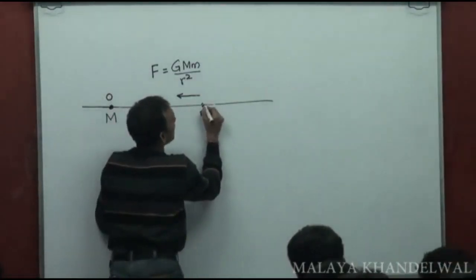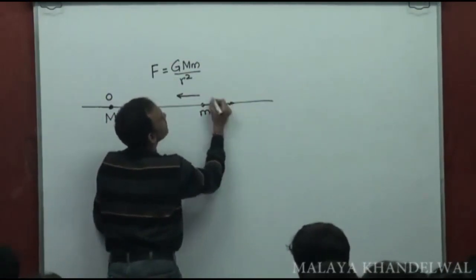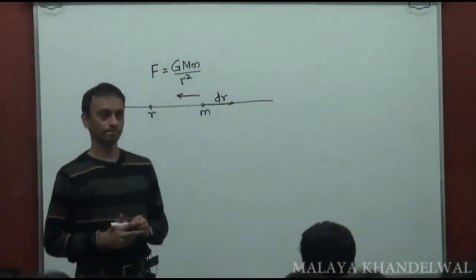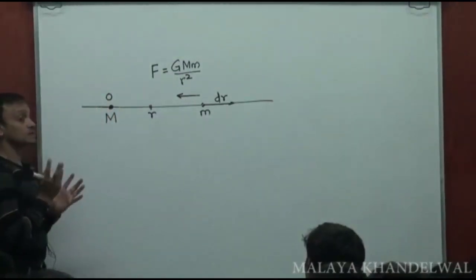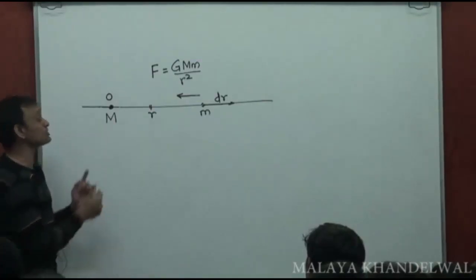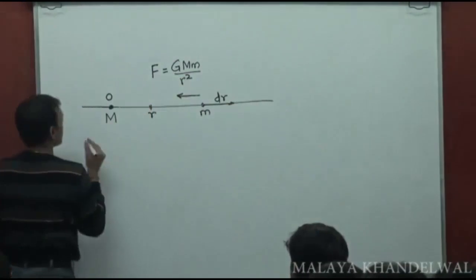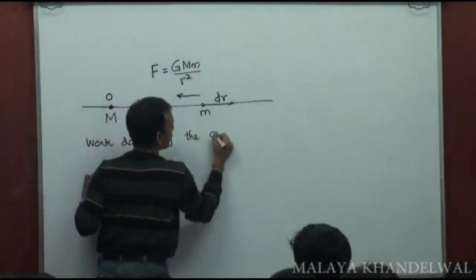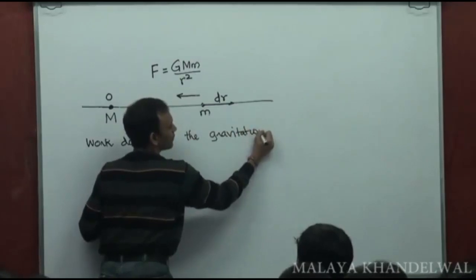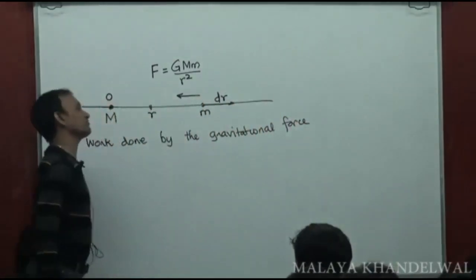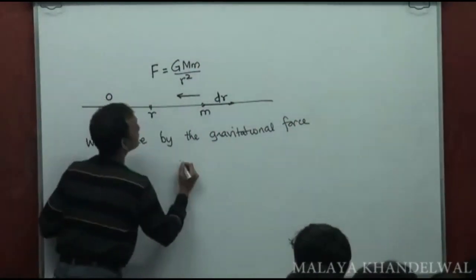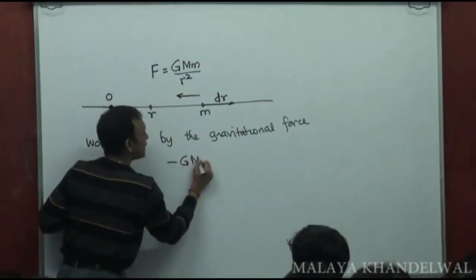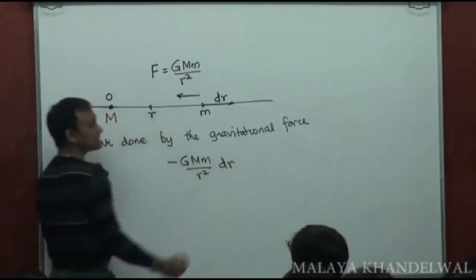Now, if this particle gets displaced to the right by a small amount dr, then there is work done by this force. The force is leftwards, the displacement is rightwards. So the work done by the gravitational force is going to be, since the angle between force and displacement is 180 degrees, negative work done, so it is going to be minus GMm by r squared into dr. That's the work done by this force.